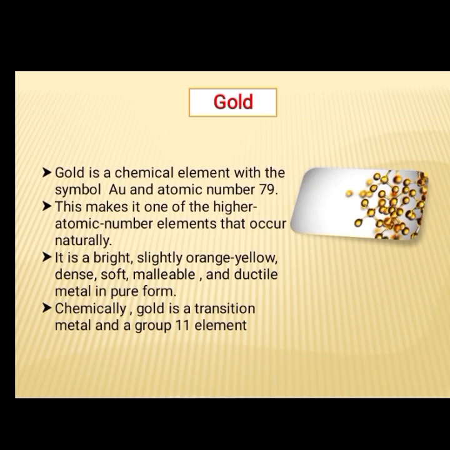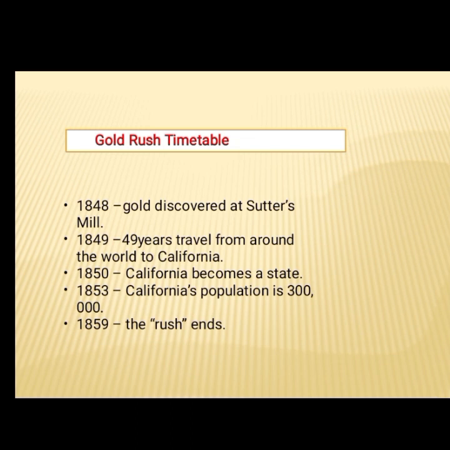Gold is a chemical element with the symbol Au and atomic number 79. This makes it one of the higher atomic number elements that occur naturally. It is a bright, slightly orange-yellow, dense, soft, malleable, and ductile metal in pure form. Chemically, gold is a transition metal and a group 11 element.